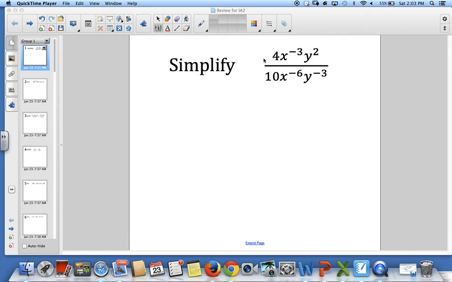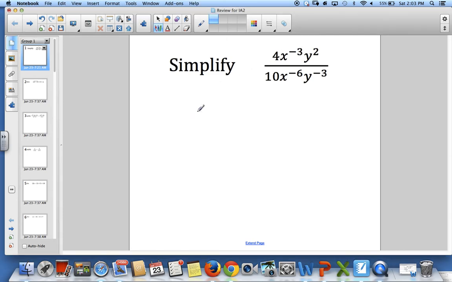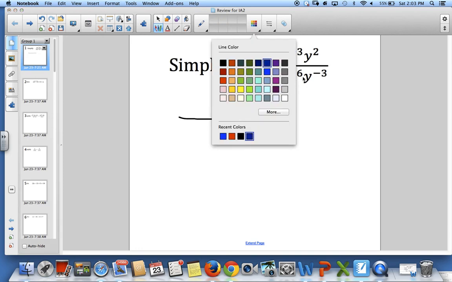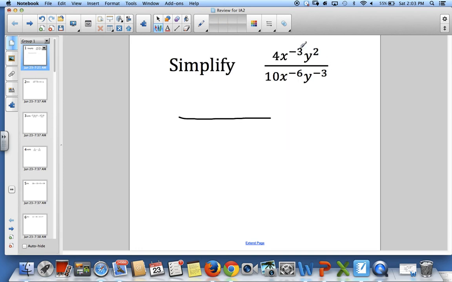First problem asks us to simplify an expression with negative exponents. We have to deal with these negative exponents. So first thing we're going to do is rewrite this expression. Anything with a negative exponent, we're going to move it from top to bottom or from bottom to top.